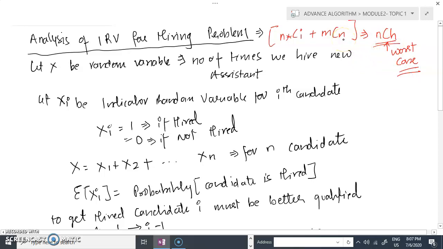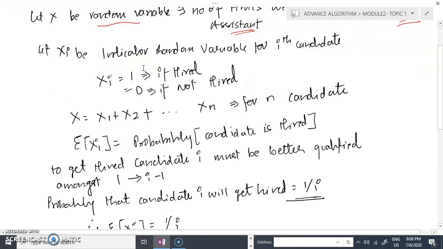But that was the worst case, and we needed to do some betterment and analysis using a probabilistic approach. So we talked about indicator random variable. Let us see the analysis of indicator random variable for the hiring problem. Now let x be the random variable, correct? When I say x is the random variable, it means the number of times we hire a new assistant. So let x of i be the indicator random variable for the ith candidate.